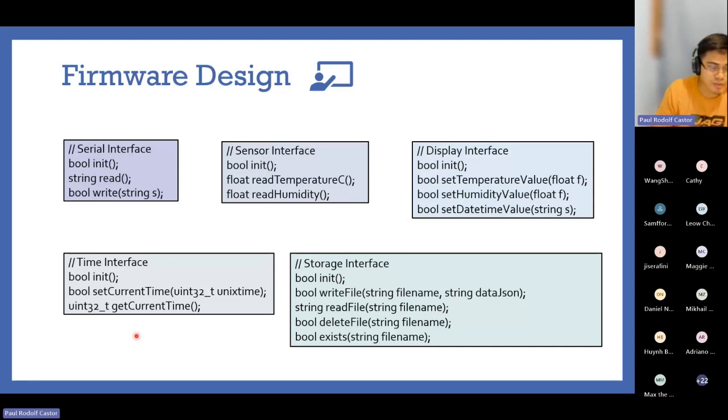The next one is the time interface, which has a bool init, bool set current time, which takes a parameter of unsigned 32, the next time, and the unsigned 32 get current time function. For the storage interface, we have five functions: the bool init, the bool write file, which takes a parameter of string file name and string data JSON. The third one is the string read file, which takes a string file name parameter, as well as the bool delete file, which has a string file name parameter, and the bool exist with a string file name parameter.